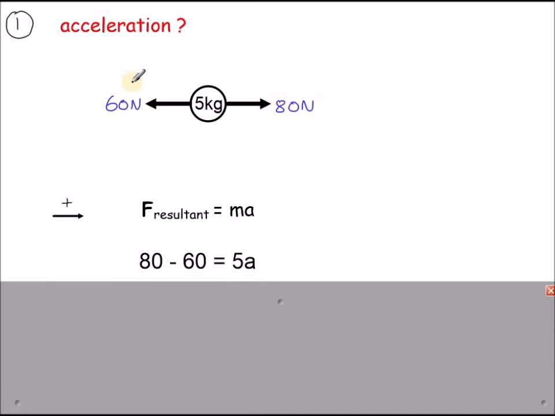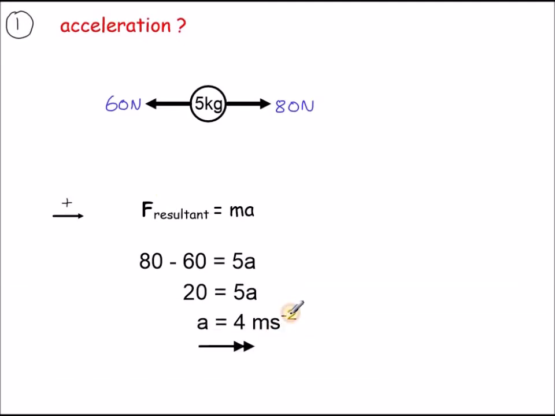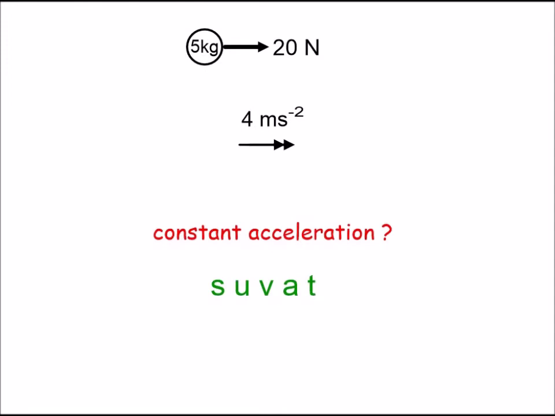So 80 is positive and 60 will be negative, so 80 minus 60, resultant force equals mass times acceleration. So the acceleration is 4 meters per second squared, represented by this double arrowhead on a diagram. So we will have this resultant force, acceleration. It's a constant acceleration, which means we can use SUVAT formulae for further problem solving, where a is a constant.